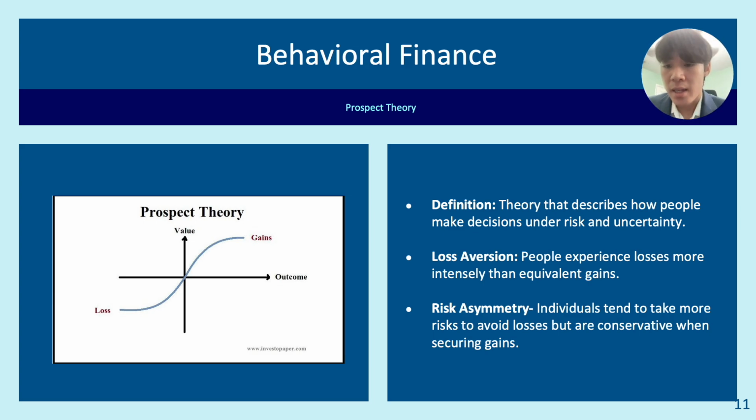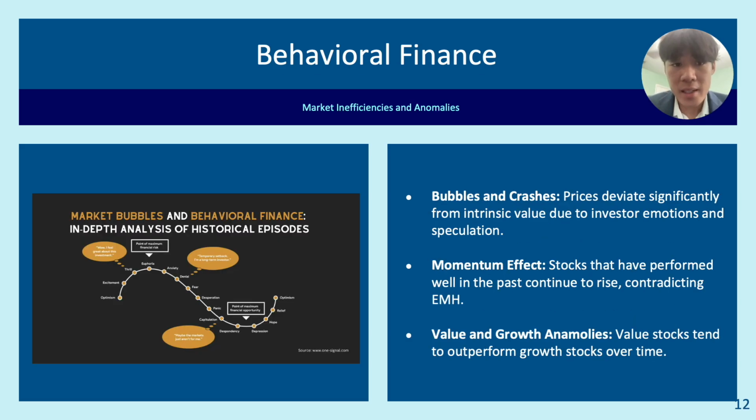For example, an investor is offered two options. Let's say a guaranteed gain of $500, or a 50% chance to gain $1,000 and a 50% chance to gain nothing. Most investors take the guaranteed $500 over the 50% chance to gain $1,000 and 50% chance to gain nothing, even though they have the same expected value.